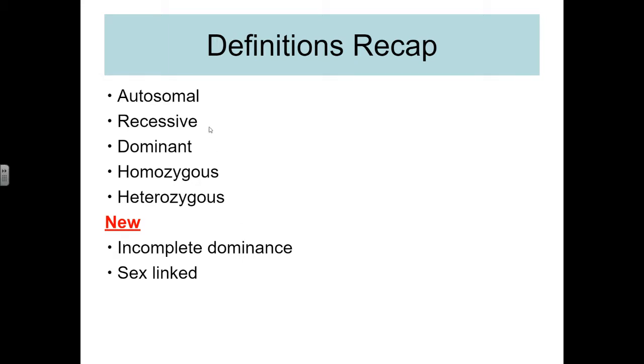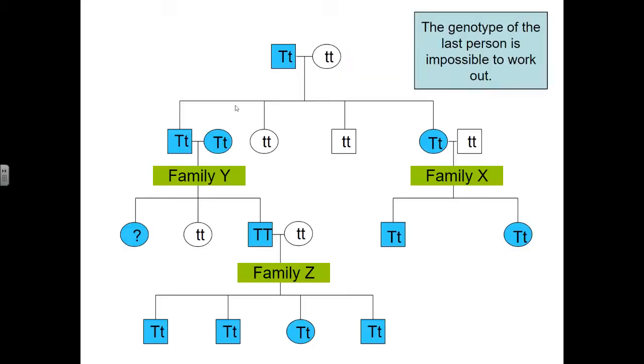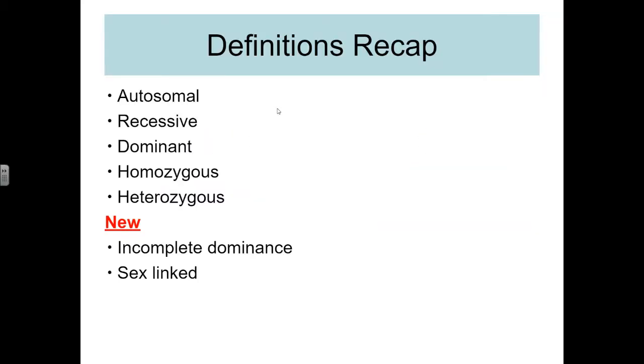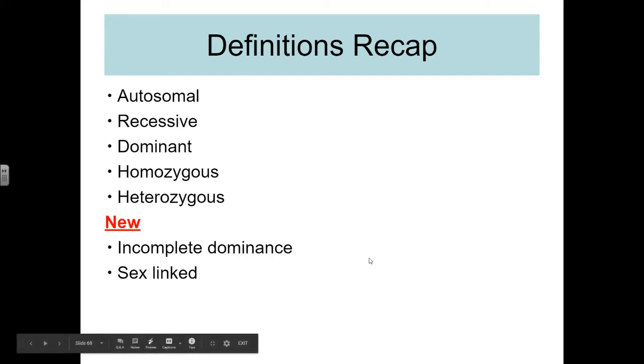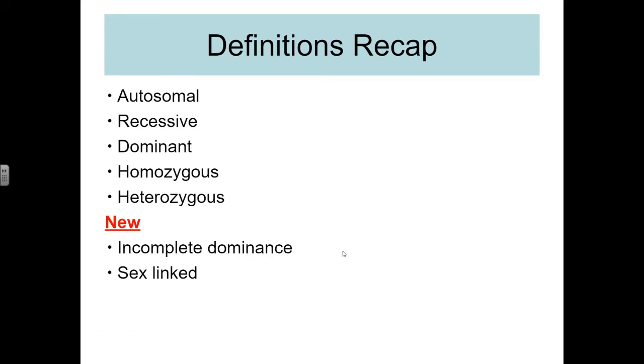So these are some of the terms that we should know. Autosomal is just what we did at National 5. It's using the 1 to 22 chromosomes of the body. You don't need to worry about if the individual you're talking about is male or female when you're looking at autosomal, because males and females have the same chromosomes. Recessive, we've talked about. Dominant, we've talked about. Homozygous and heterozygous, we've talked about. Incomplete dominance and sex linked is slightly different.